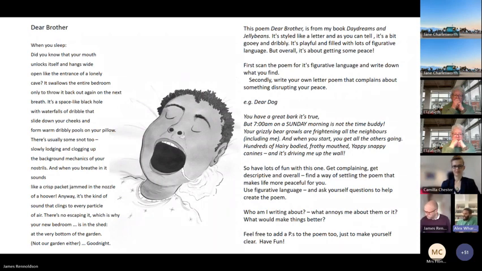Just as an example, on the other side, this is not in any of my books. I did this just when I was kind of testing out this as a workshop myself. So, dear dog, for example, you have a great bark, it's true, but 7 a.m. on a Sunday morning is not the time, buddy. Your grizzly bear growls are frightening all the neighbors, including me. And when you start, you get all the others going. Hundreds of hairy-bodied, frothy-mouthed, yappy-snappy canines, and it's driving me up the wall. So it's just a bit of a start to another poem.